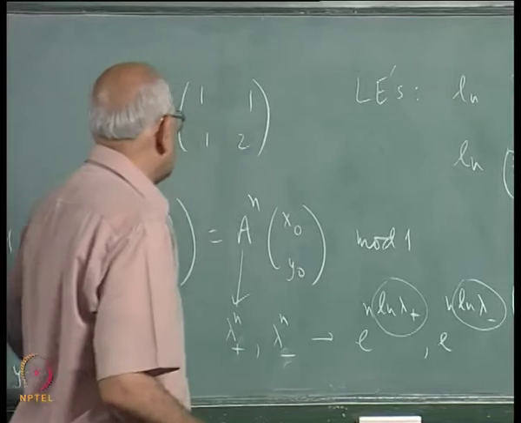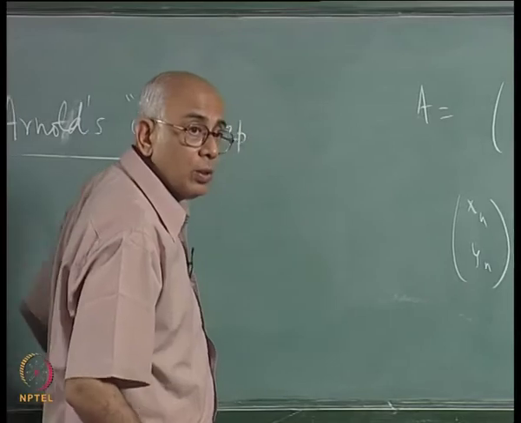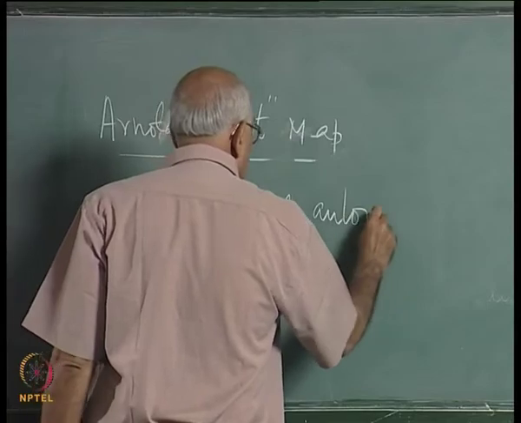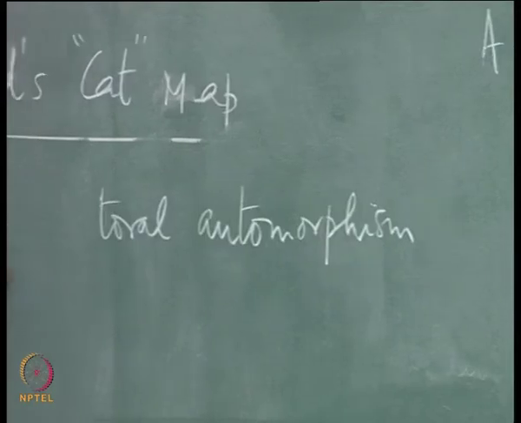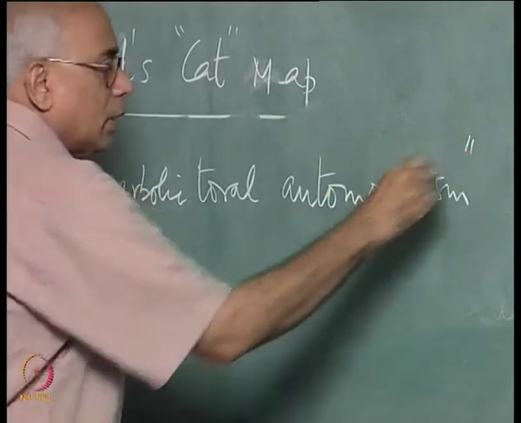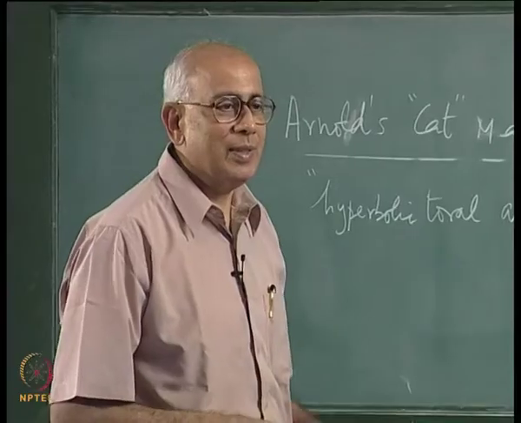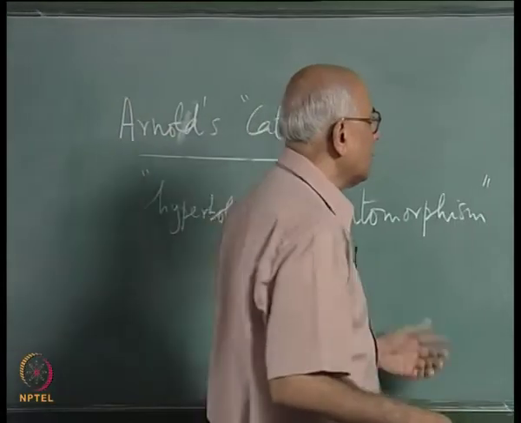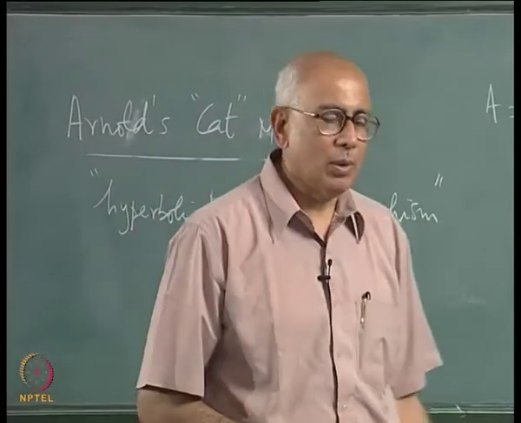Now because it is on a torus, and because it maps the torus to the torus, it is called a toral automorphism. And because it is hyperbolic, no center manifold here, it is called a hyperbolic toral automorphism. The cat map is easier to handle, but this is not the only one. Any number of such maps could be constructed. You could put integers down here such that the determinant is plus 1, and you end up with such an automorphism.